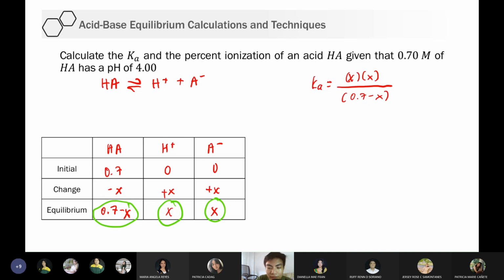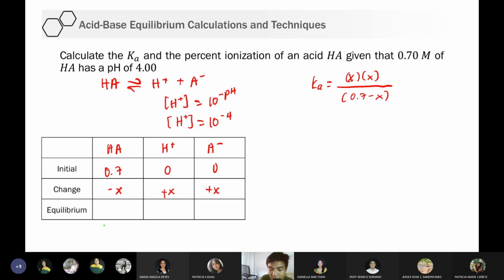So, gawin natin, let us convert the pH into H+. Okay? So, paano yon? Antilog yon. So, that's 10 raised to negative pH equal yon sa concentration ng H+. Or H+ is equal to 10 raised to negative 4. Ganyan na lang yan, 10 raised to negative 4. So, drawing ko lang tong green circle ko kanina. Okay, so since I know the equilibrium concentration of H+, that corresponds to X as well.